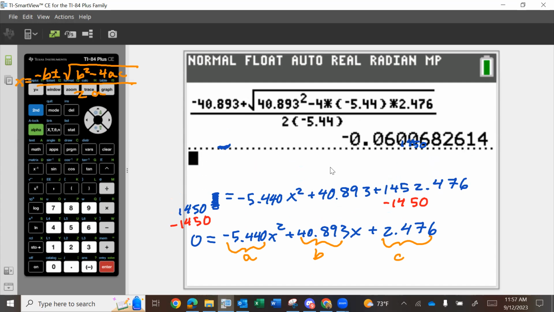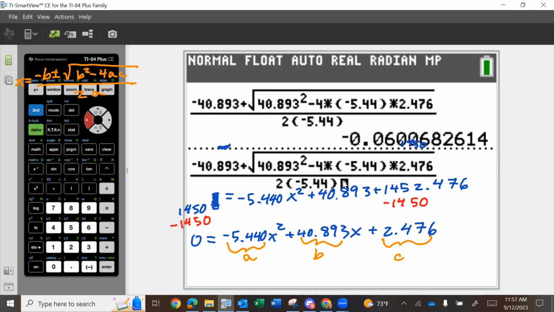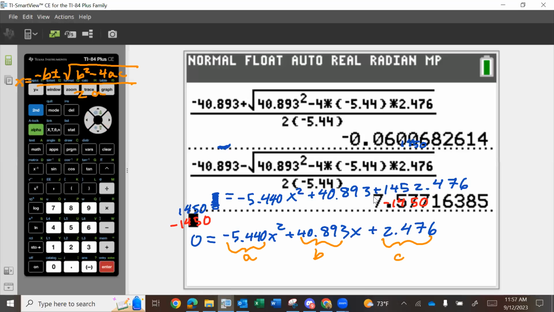But we got to do the negative one also. In that plus or minus, I did the plus, now I got to do the minus. So I'm going to arrow up to all my work, hit enter, and use the arrows to navigate to that plus sign right in front of the square root, and then I'll turn it into a minus. Enter, done, got it. Wasn't that cool? Yeah, we're not typing it twice. No, thank you.